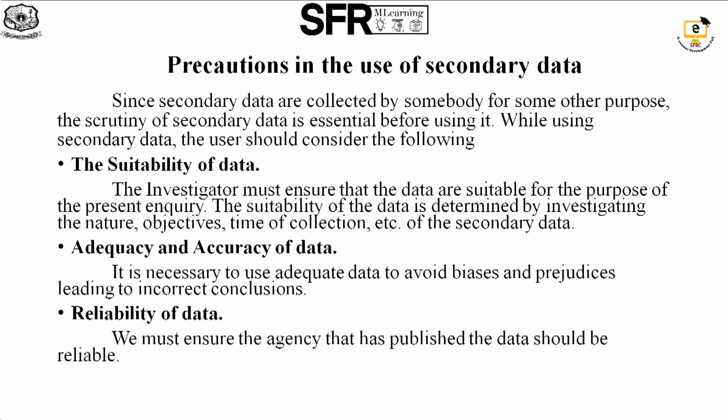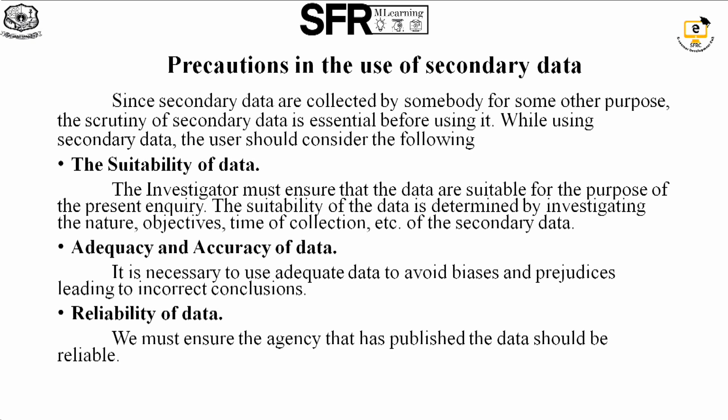The first one is the suitability of data. Suppose we want to investigate the nature of the people in Sivakasi. We have to plan what is in Sivakasi and get the data from people near Sivakasi. If we get it from Sivagangai or Madurai institutions, the information is not correct. So the investigator must ensure that the data are suitable for the purpose of the present inquiry. What we are presently inquiring into, the data must be suitable or not. If suitable, you can choose it. If not suitable, you can't take it.